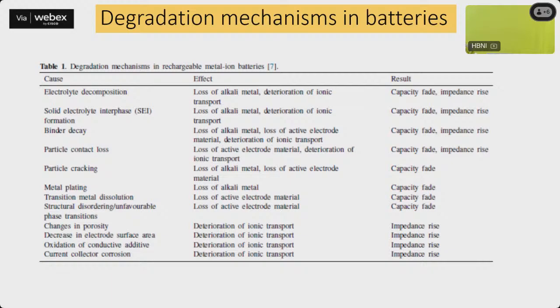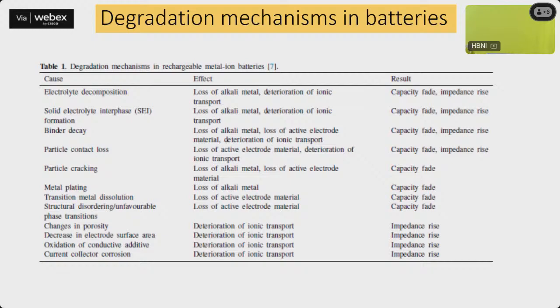So this binder can also decay in the presence of all these mechanisms and in the presence of the electrolyte. So again, you will find a lot of capacity fade and rise in the impedance. Similarly, you can have particle contact loss. Because of this SEI formation, there's going to be cracking on your electrode surface. And if the electrode surface is cracking, in that case, your particle contact loss is going to be there. Again, you will find a lot of capacity fade and impedance rise. It's going to be the same result.